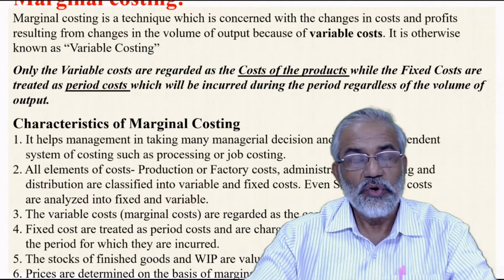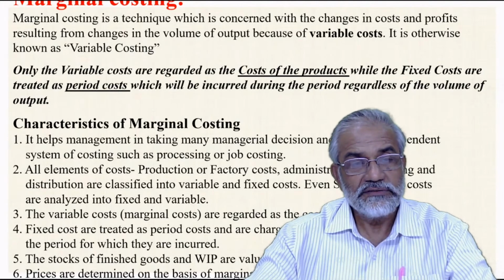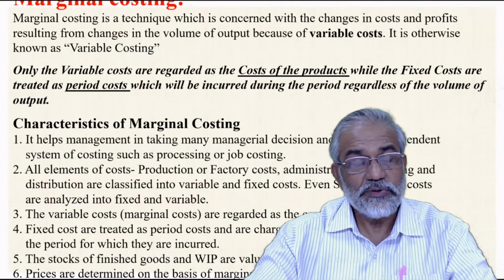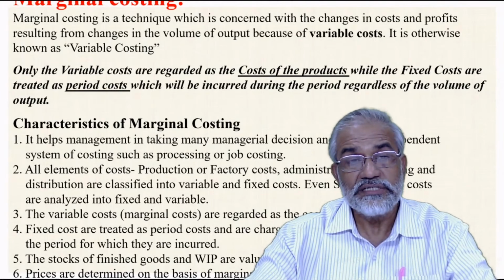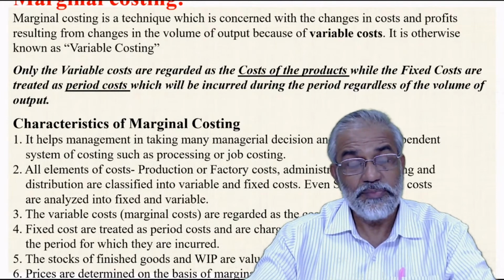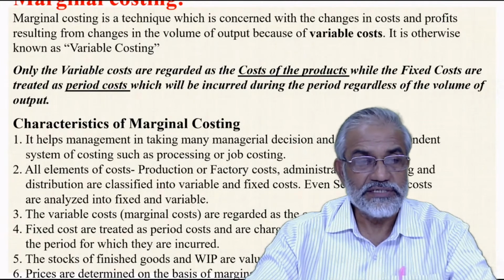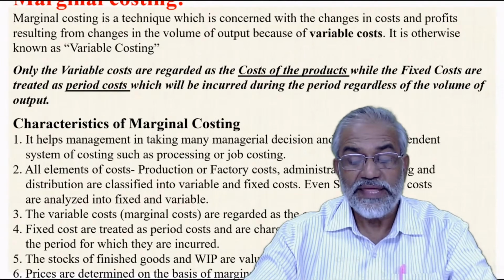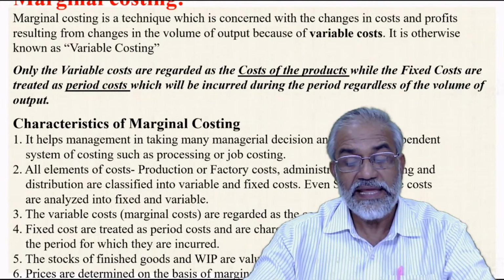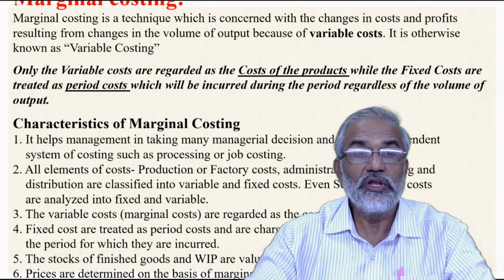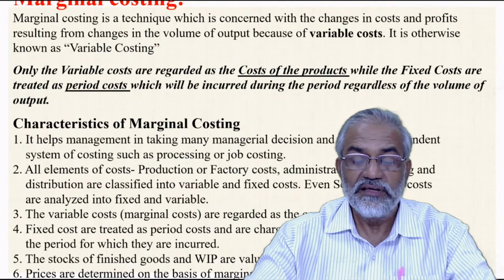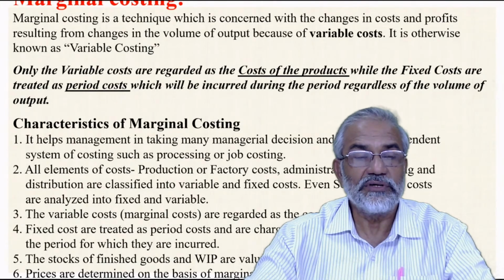That means when you are producing 1 unit, if the variable cost for 1 unit is 10 rupees, and if you are producing 100 units, then exactly it will be the multiplication for the 100 units. That is called variable cost. It varies directly and proportionately with the volume of production. That is called the marginal cost or the variable cost.